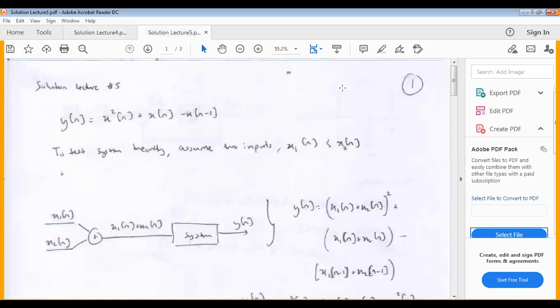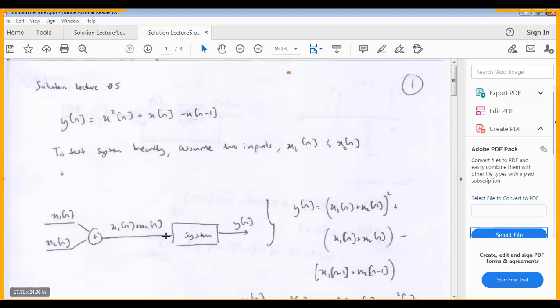Okay, this is the one. Now we have that yn is equal to x squared of n plus xn minus xn minus 1. As we have learned, in order to test the linearity of the system, first thing first, you need to assume two inputs, which are x1n and x2n. So the first method is we add the inputs together, then we get the response. This is the first case.